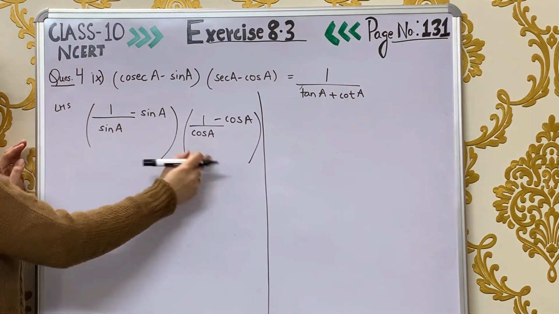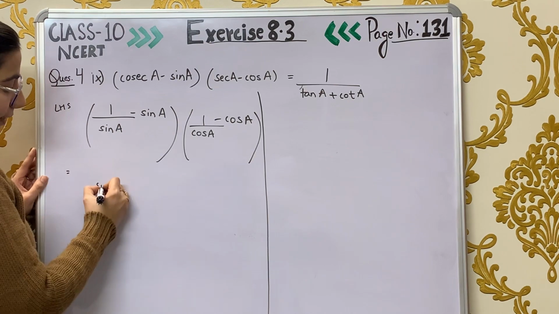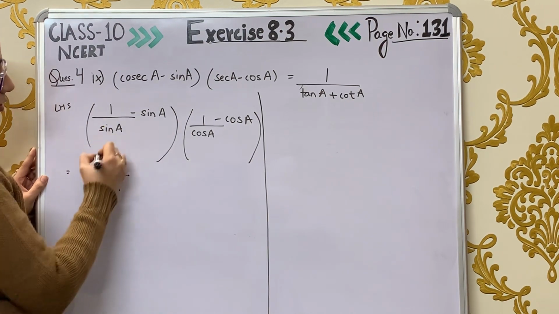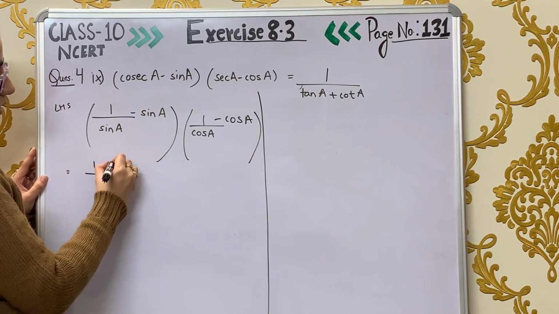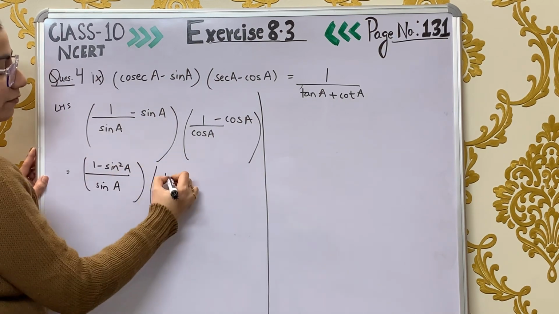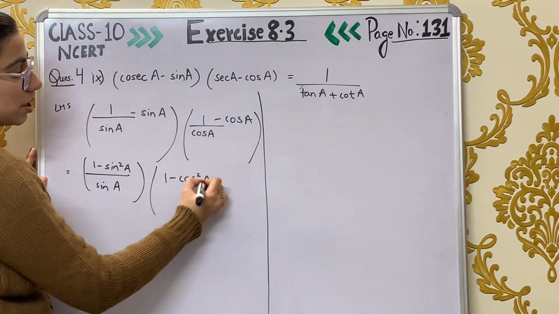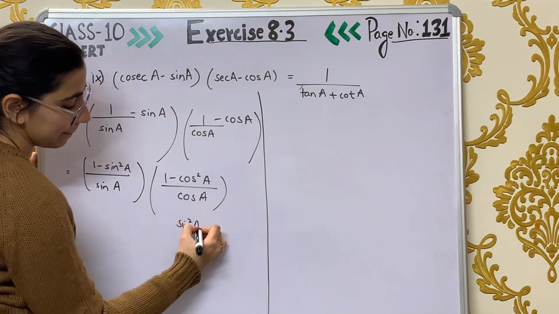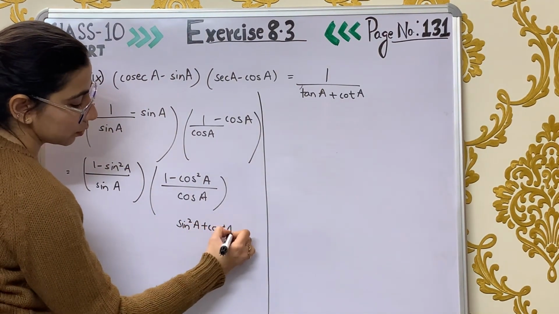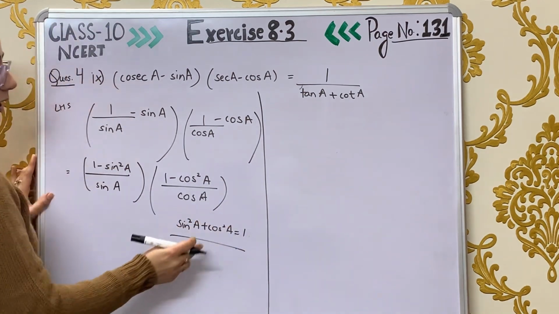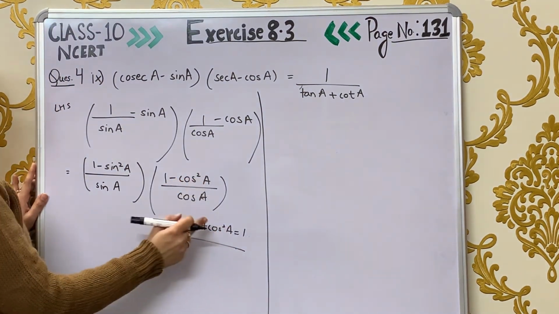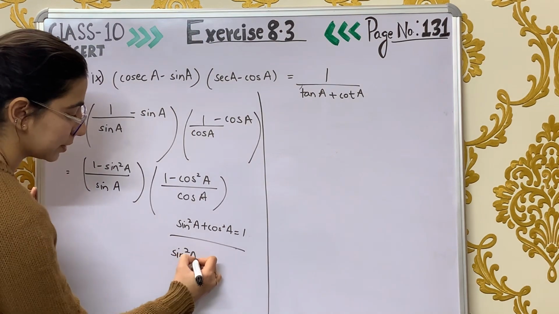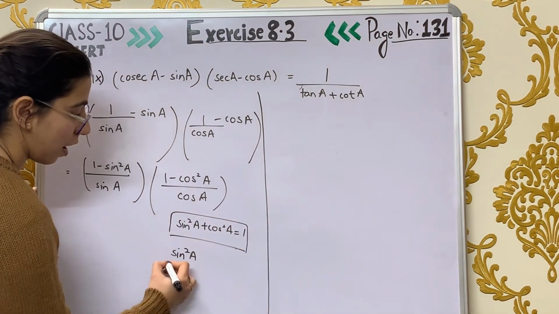Now let's take the LCM in both the equations. We get sin a times (1 minus sin square a), and this is going to be (1 minus cos square a) upon cos a. Now we know that sine square a plus cos square a is equal to 1. So from here I can write that 1 minus cos square a is nothing but sine square a. It's going to be sine square a upon cos a.